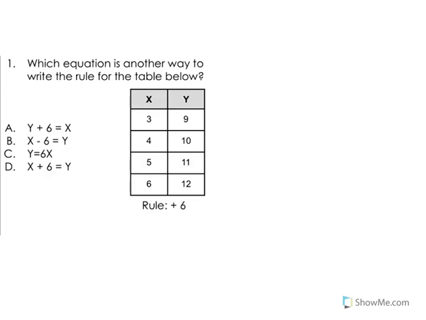Team, I want you to look for how I write the rule as an equation with variables. I can see with this table, the rule each time is add 6. So what we are doing is we are adding 6 to our x coordinate. We can rewrite this as x plus 6 equals y.